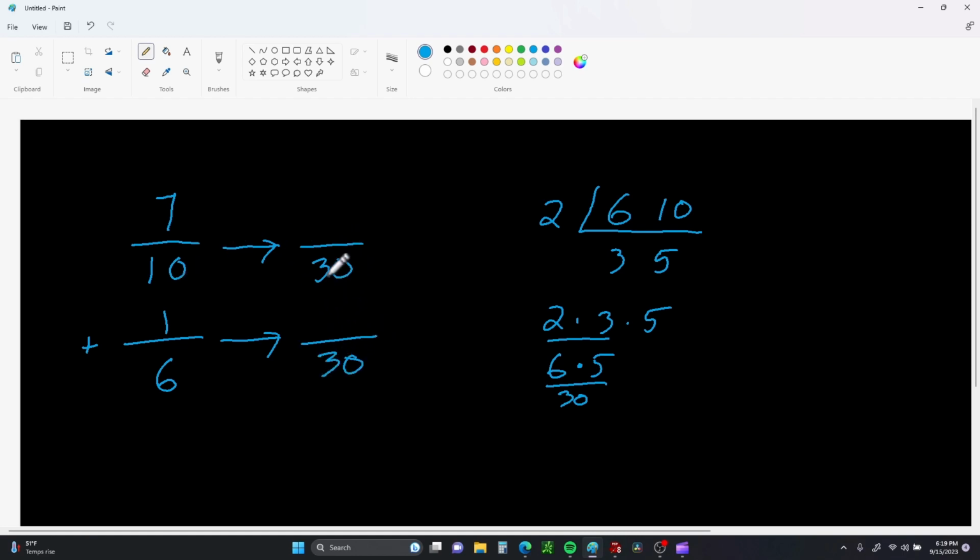So to go from 10 to 30, I would have to multiply 10 by 3. So I put times 3 here, and 7 times 3 is the new numerator. And then 6 times 5 would give me 30, so I put times 5 here, and 1 times 5 is 5.